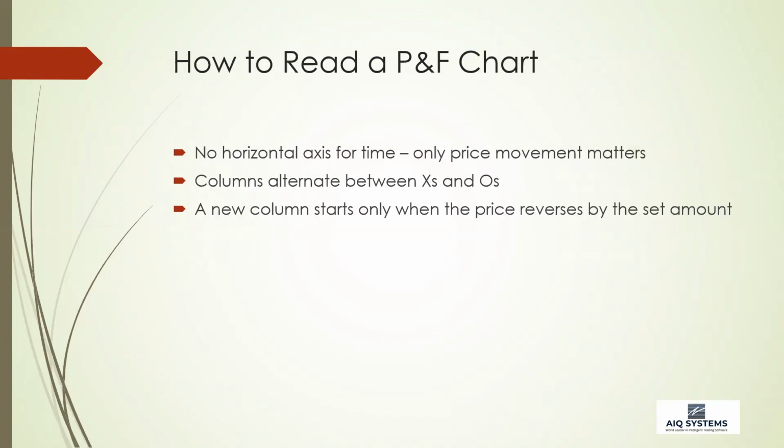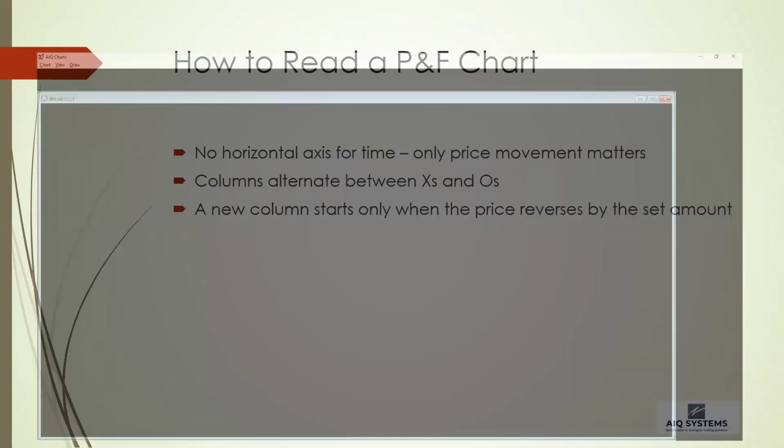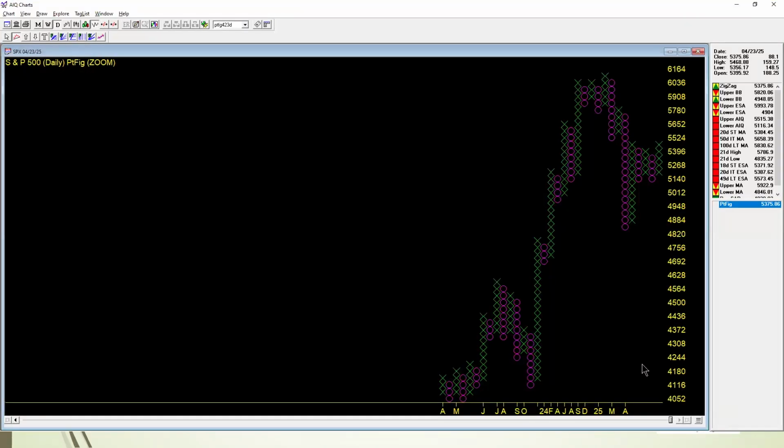So of course, X's can keep going while prices are going up, and O's can keep going while prices are going down. It doesn't matter. There's no horizontal time axis for that. So when you look at this chart, this is 2 years worth of the S&P 500. You can see how compressed it is, and the date down here is not really relevant. It's useful for us when we're trying to compare the point and figure to a price chart, for example. But there's no time dependence here.